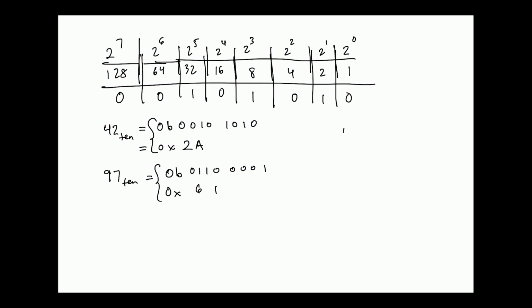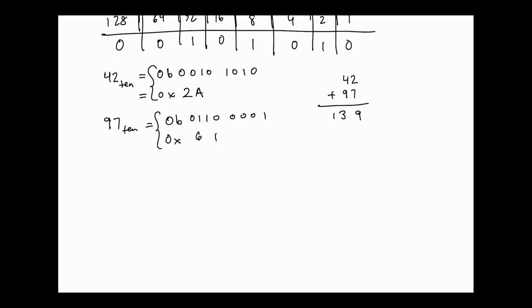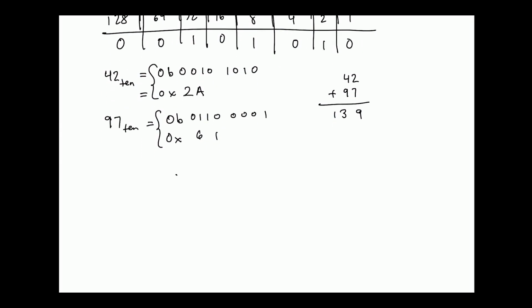The next thing, let's actually add these two numbers. First off, let's just do it elementary school style. 2 and 7 makes 9. 4 and 9 makes 13, so 139. Okay, so how would we do this addition process if we were doing it in binary and not base 10? First off, let me write down the two numbers again.